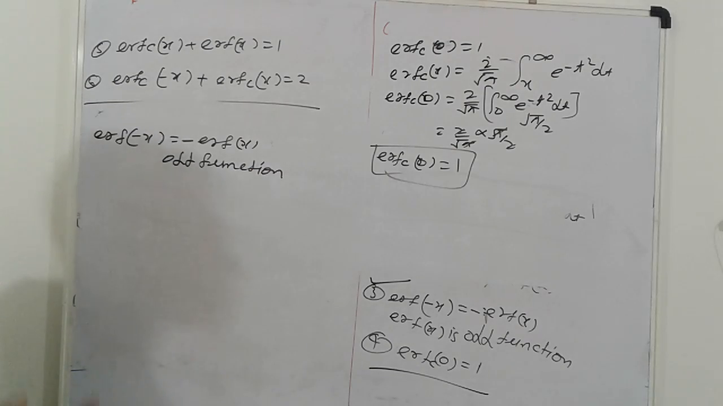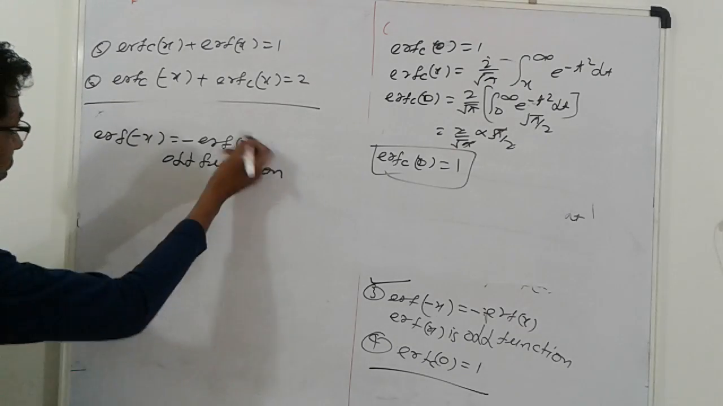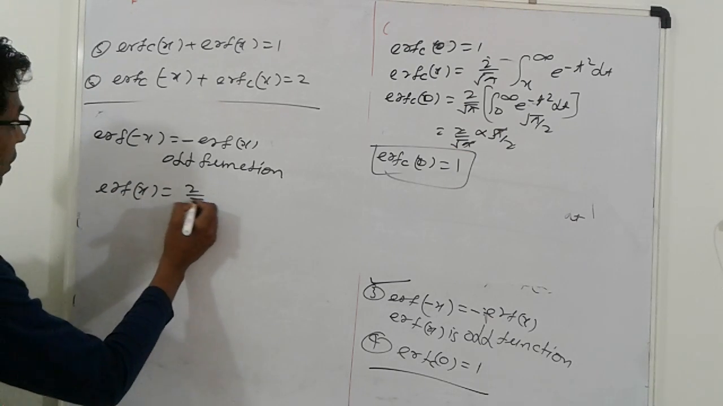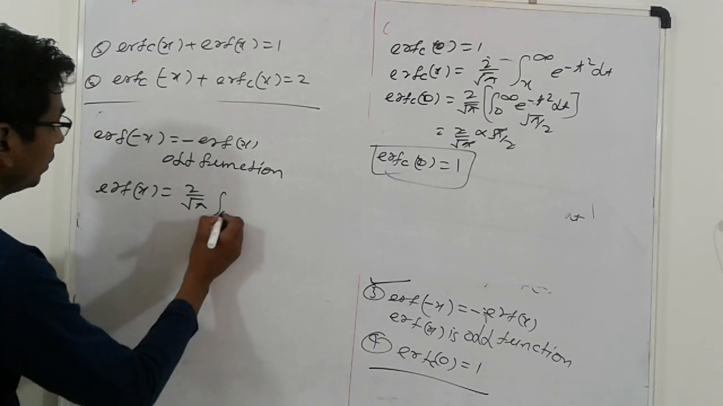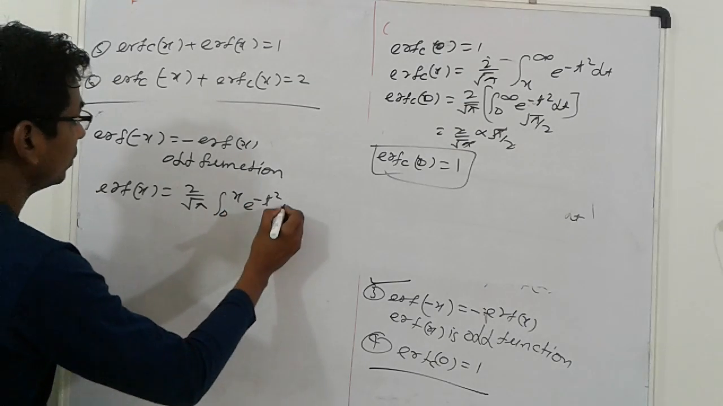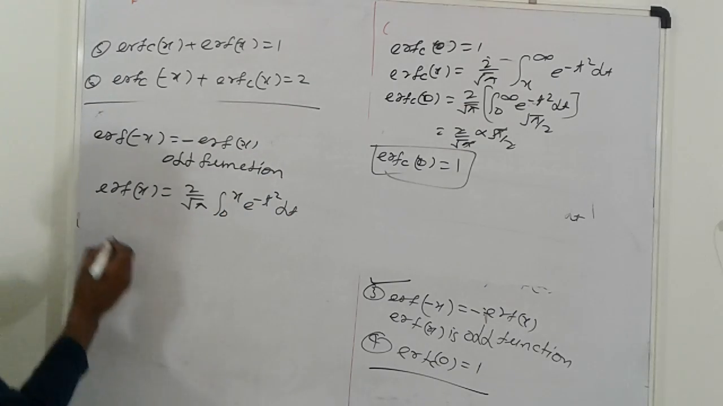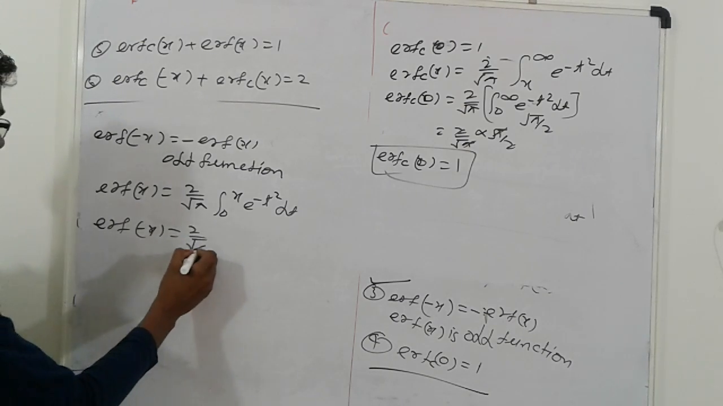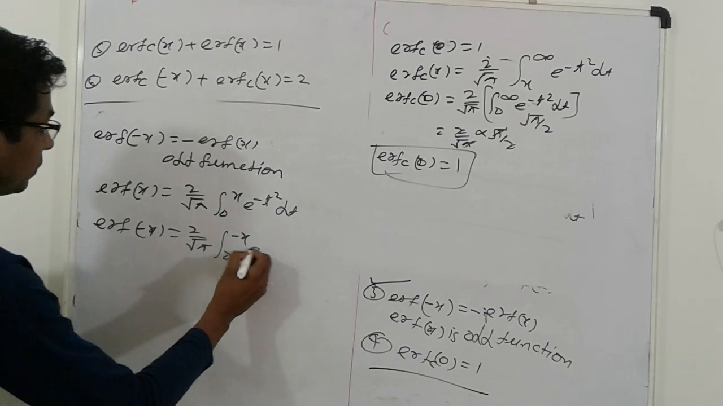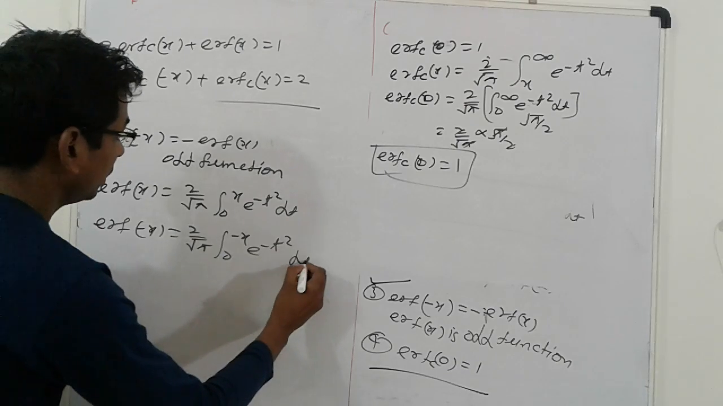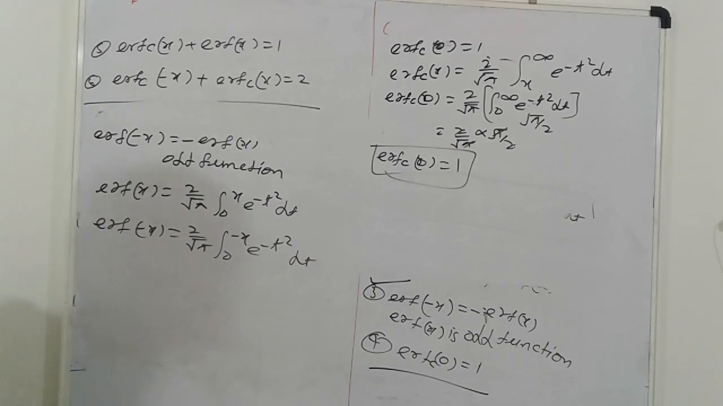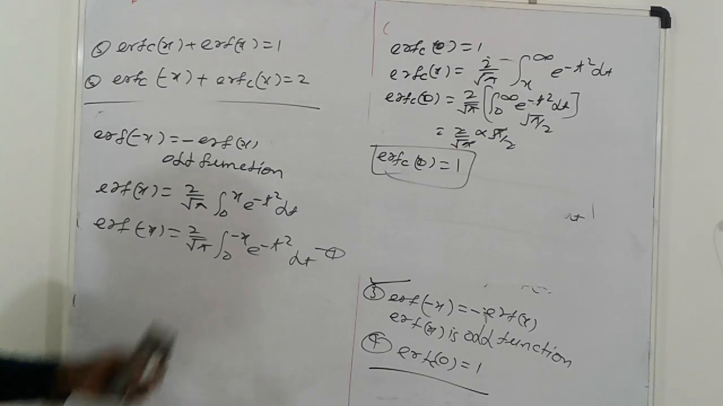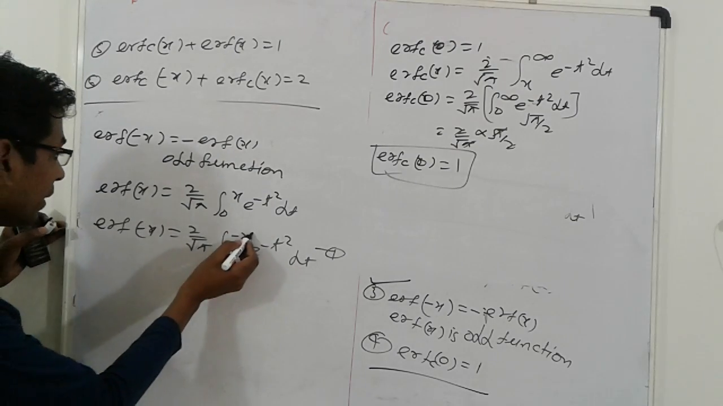So how can we prove this is the odd function here? First, write down the error of x: 2 upon under root pi, integral 0 to x, e raised to minus t square dt. Next, error of minus x, how much do we get? No problem. Here that term is removed.